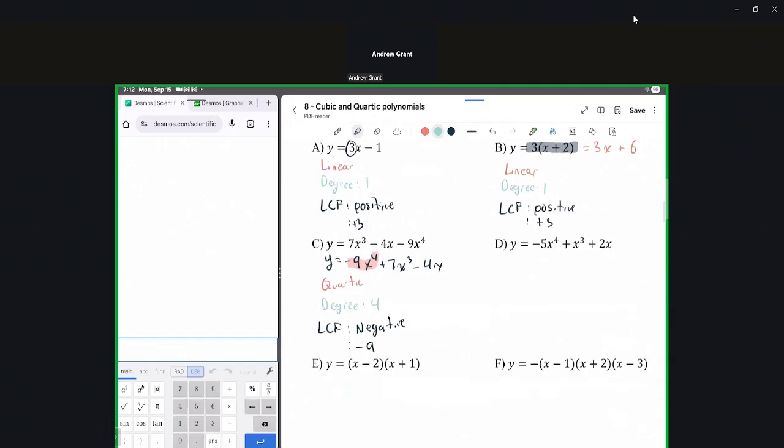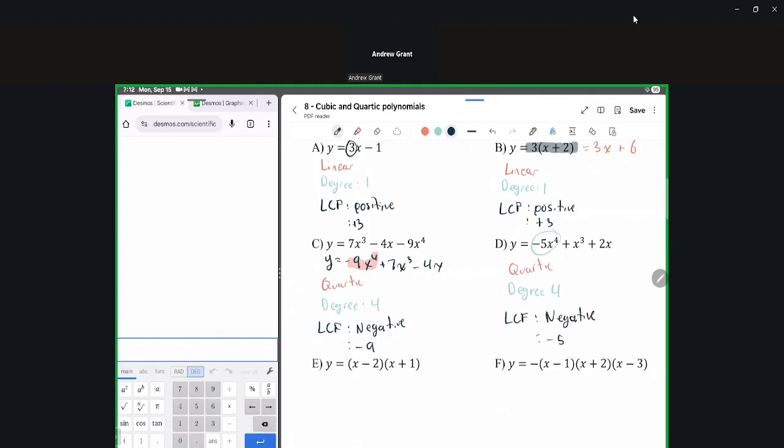Okay, for letter D, we have y is equal to negative 5 times x to the power of 4 plus x to the power of 3 plus 2x. It's in proper order, but we can see that the largest degree term that appears is a degree 4 term. And so this will be a quartic. It'll be degree 4, and it has a leading coefficient that is negative. If you're so inclined, you can see that it's negative 5.